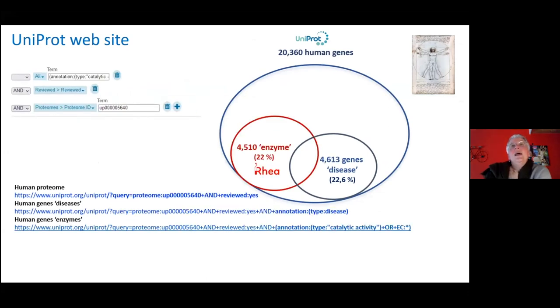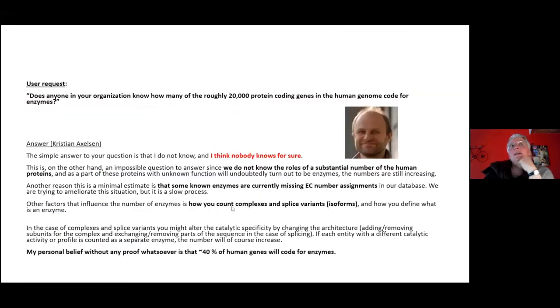And then if you look at the proteins which are enzymes in the human proteome, so this is the query. You should find entries which have at least a catalytic activity or an EC number. And just for this point here, it's not possible to know the number of enzymes which are encoded by the human genes. So nobody knows for sure. This is the answer of Christian Axelsen to a user request.